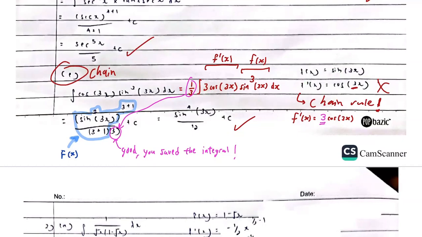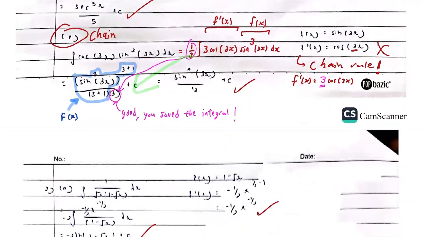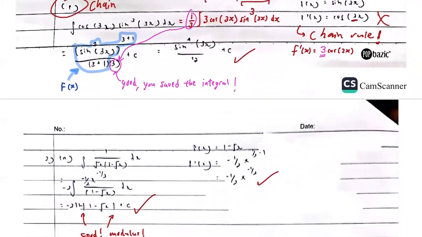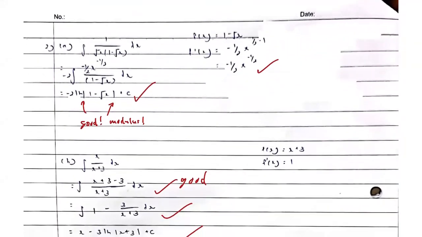But never mind. I think you're already very used to using the reverse chain rule, so you just remember to divide by 3. So your integral is still correct, even though your derivative is wrong. That's good. Do that during the exam and it's fine. Nobody will look at this. Okay, this one is good. You used the modulus.